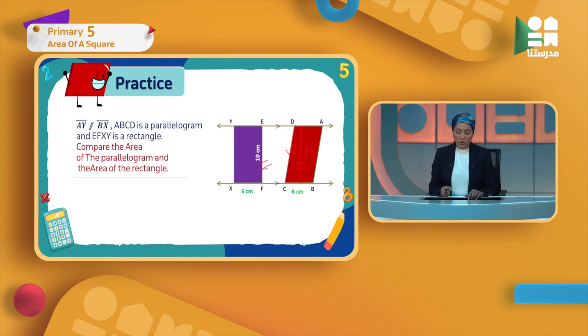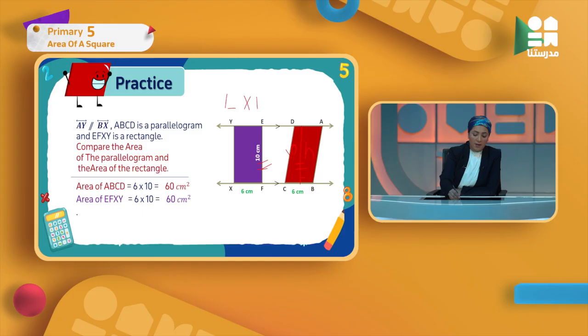I'll start with the area of the parallelogram. It is equal to, as we said, base times height. My base is 6 centimeters and my height is 10 centimeters. Then the area is 6 times 10, so it's 60 centimeters squared.